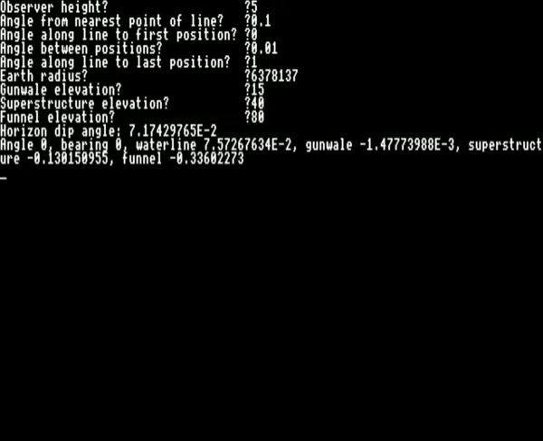Notice that the waterline here is still below that, plus 7.57 degrees dip angle. The gunnel is at minus 1.47774 degrees. It is, oh hang on, E minus 3, my mistake. The waterline is at 0.0757 degrees below eye level. The gunnel is at 0.00148 degrees above eye level, because you are only 5 meters above sea level and this thing's not very far away. Superstructure is 0.13 degrees above eye level, and the funnel is 0.336 degrees above eye level.